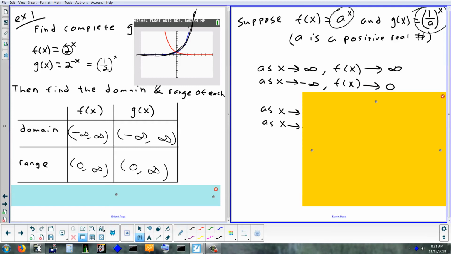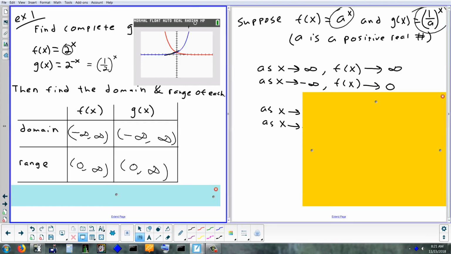Now, let's look at the graph in red. That one's different. As x heads to the right, what happens with the graph in red? What does the y value get closer and closer to?